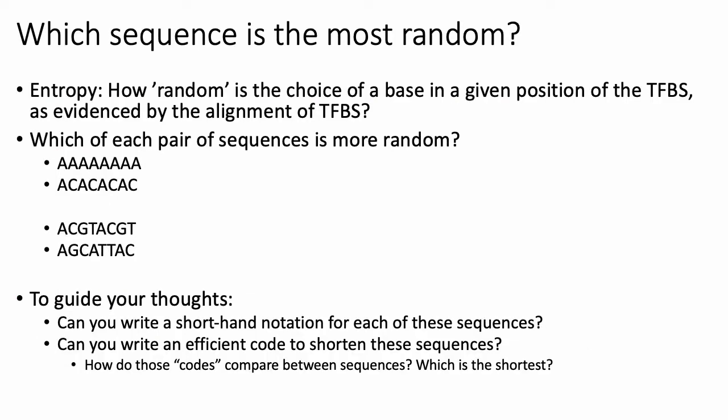To get you motivated and thinking about what it means for a particular DNA fragment or sequence to be random, and therefore motivate our discussion about entropy, on this slide I've given you an example of 4 different short DNA sequences. What I want you to do is take a few minutes to try to write down some kind of shorthand notation for each of these sequences. Try to write down some kind of code that is a shortest description of what that DNA sequence represents.